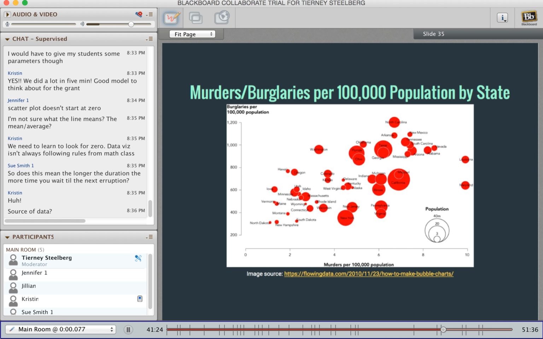What do you think about this chart? Does it follow the rules of thumb that we discussed earlier? Let us know in the chat.